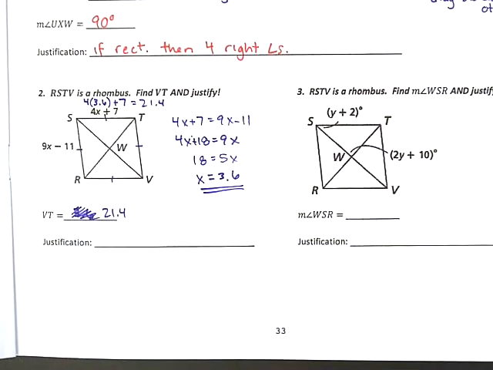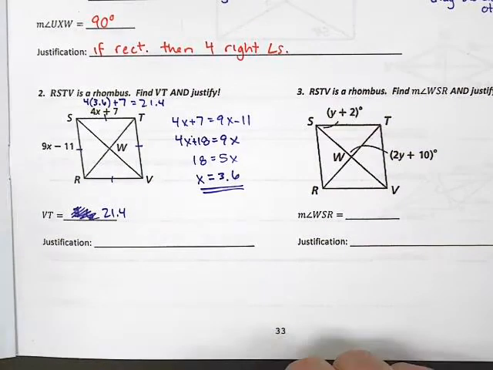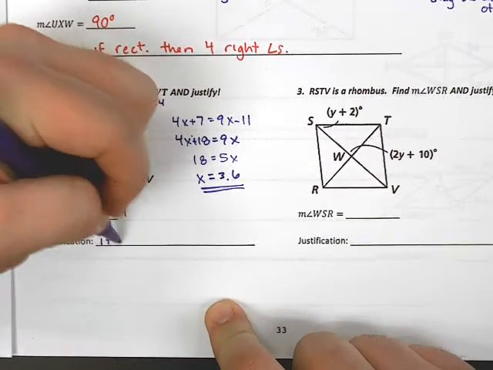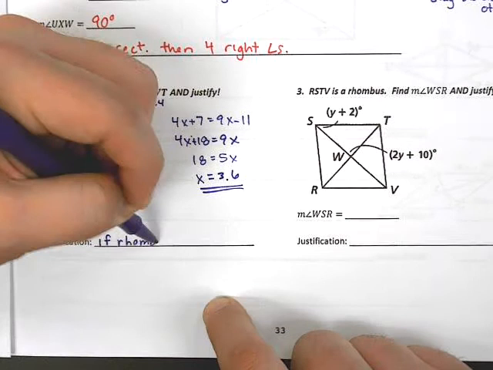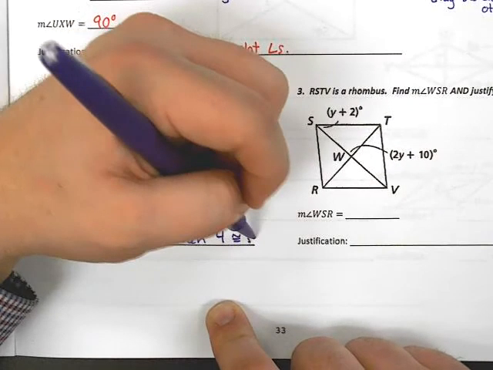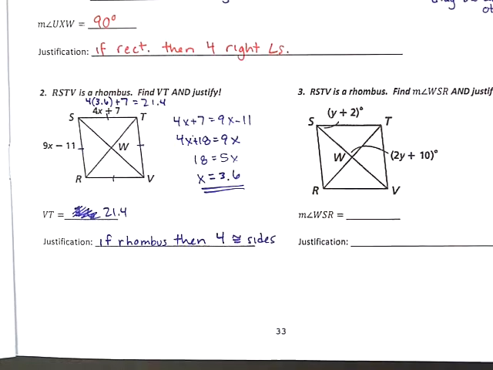Now please remember what we used. The reason we were able to do any of this is because we know that in a rhombus, if we have a rhombus, then 4 congruent sides. And it's as easy as that. All right?